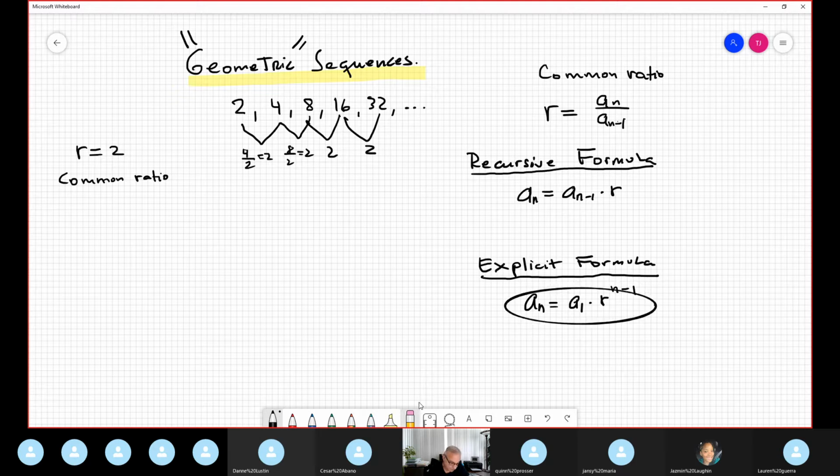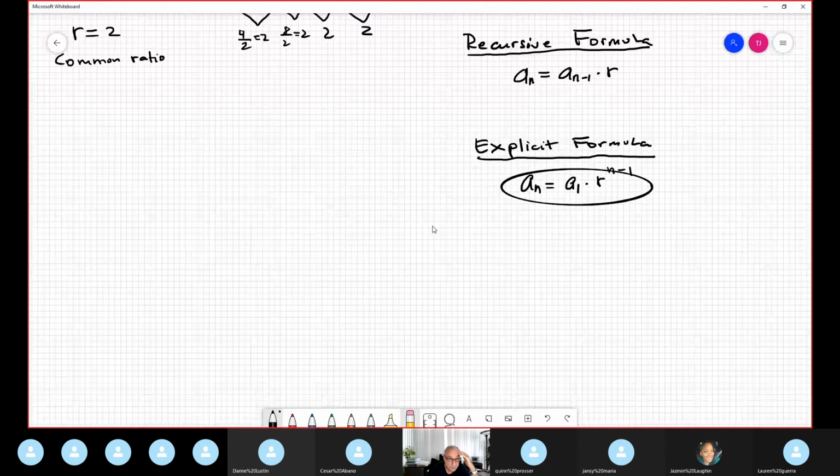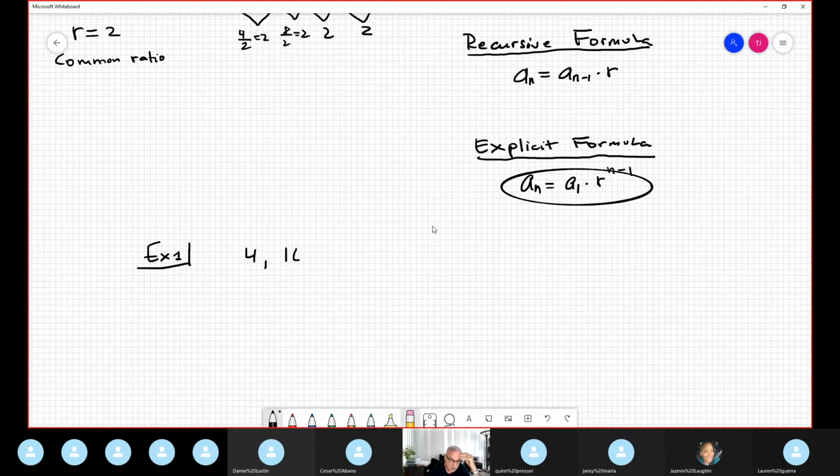Let me try to find one example. Yes, this example is okay. Suppose example number 1, which is always a kindergarten example. Suppose we have a sequence like this: 4, 16, 64, and continue forever. It's obvious that a1 is 4, and the common ratio is also 4, because 16 divided by 4 is 4, and 64 divided by 16 is 4. When I put this dot, it's because the next number is 64 times 4.